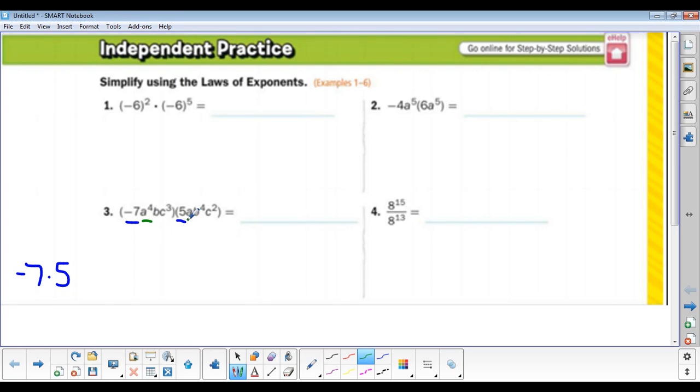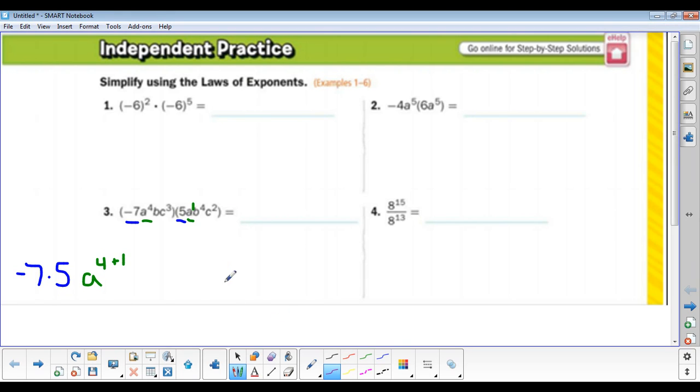So in this case, I have a. First, I have a to the 4th. And over here, remember when a base doesn't have an exponent, its exponent is 1. So that's a to the 1st. And because we're multiplying, we know we need to add the exponents.